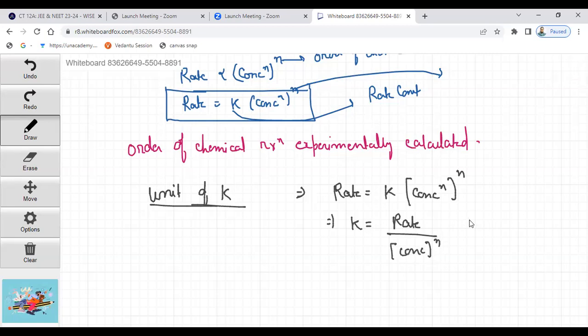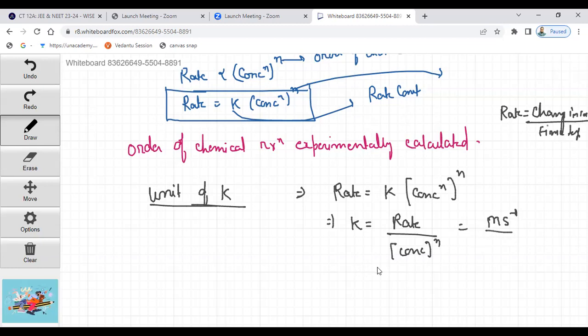What is the unit of rate of chemical reaction? Rate of chemical reaction means change in concentration with respect to time. So the rate will be in capital M second inverse, because we have already discussed that the rate is change in concentration divided by time taken. So the unit of the rate is M second inverse.